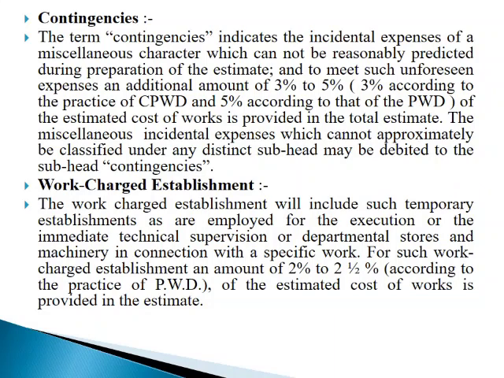Next is the contingencies. Contingencies indicate the incidental expenses of a miscellaneous character which cannot be reasonably predicted during the preparation of the estimate. An additional amount of 3 to 5% of the estimated cost of work, according to PWD specification or that area's PWD, is provided in the total estimate. Miscellaneous incidental expenses which cannot approximately be classified under any distinct subhead may be debited to the subhead contingencies.